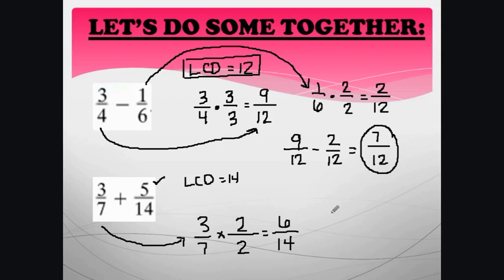So now that we have an equivalent fraction to our first fraction, we can just go ahead and add those. So we have 6/14 plus 5/14. 6 plus 5 is equal to 11, and our denominator stays the same, which is 14. I'm going to take a look here. I have 11 as my numerator, 14 as my denominator. This is in simplest form since 11 and 14 only share one factor in common, and that is 1.